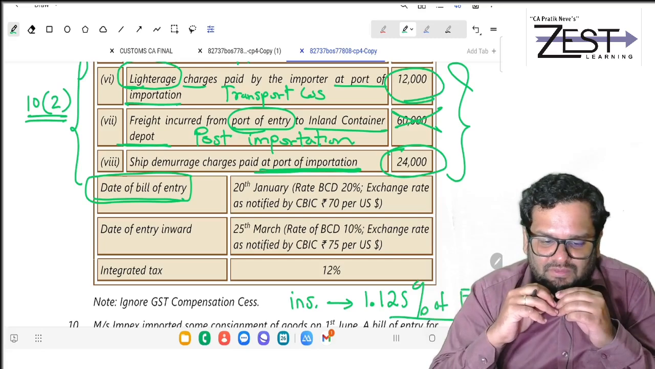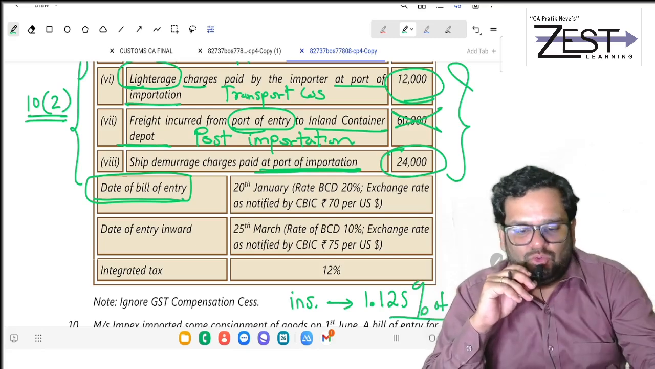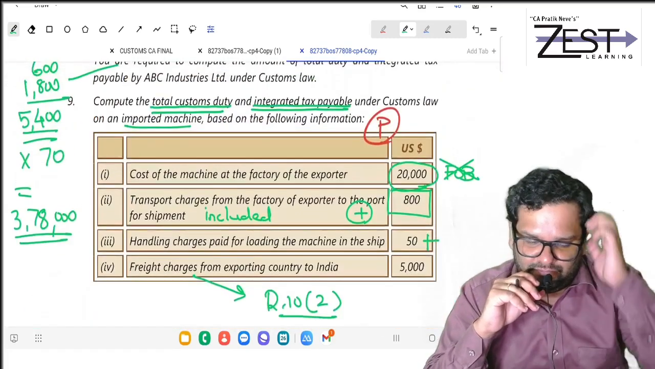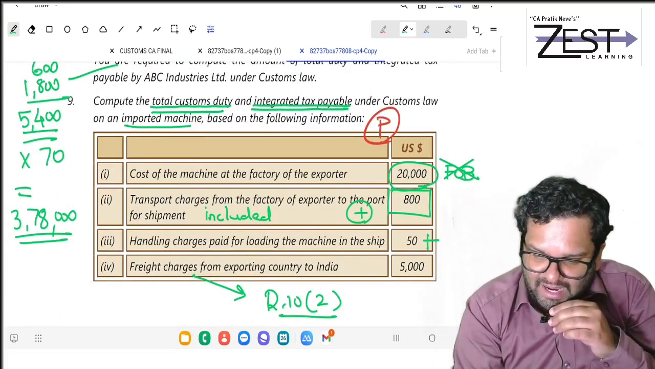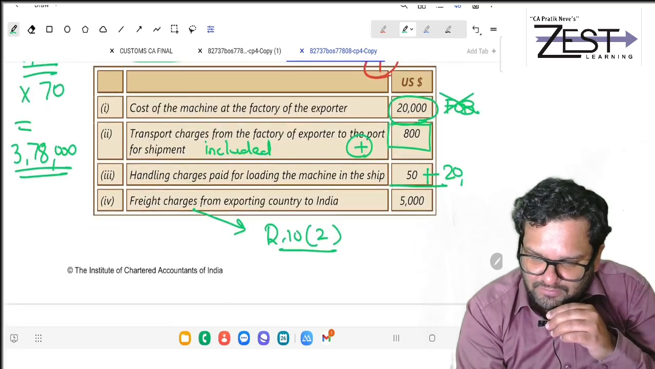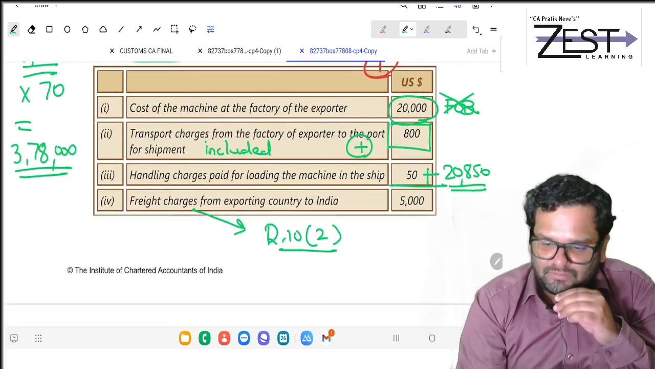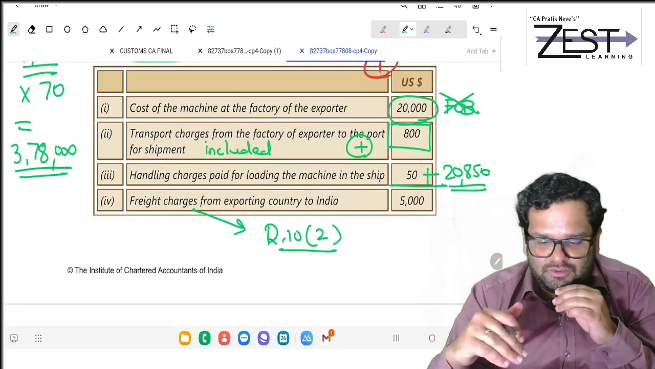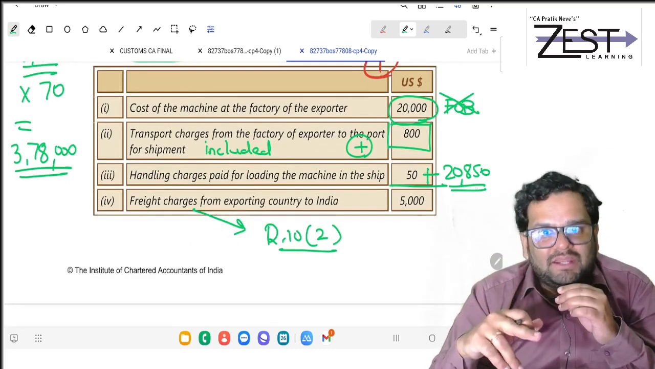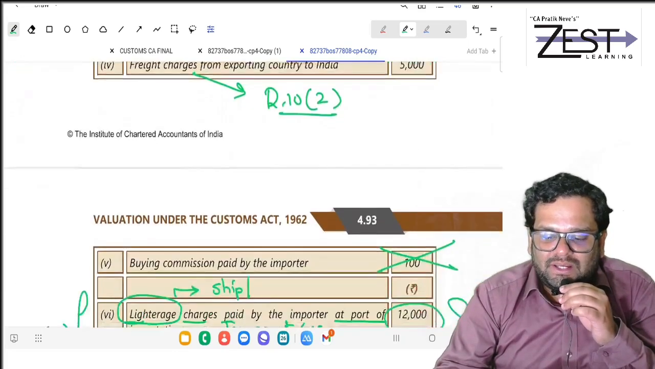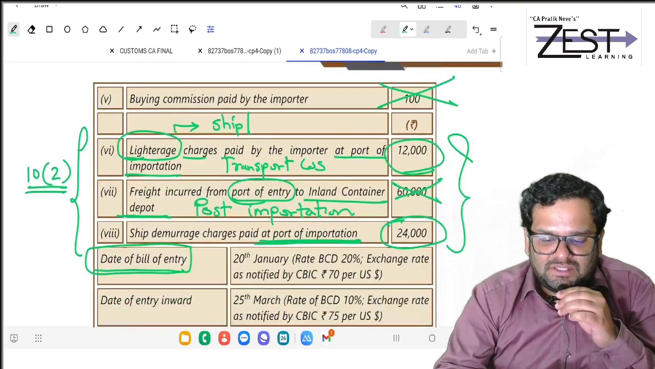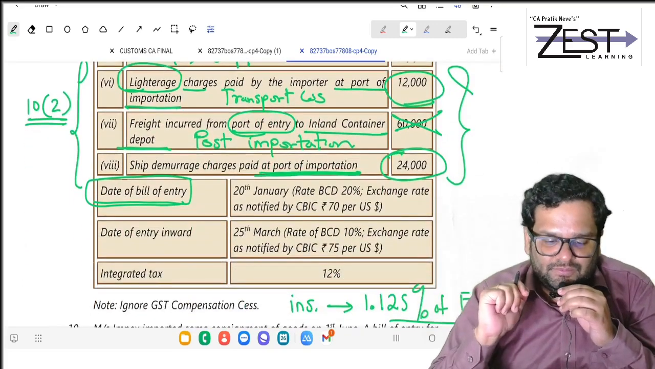So now what will happen? You will get FOB, by adding these two things, that is 20,850. Then you will add transport. Then you will add insurance, 1.125% of FOB. Then you will get CIF. CIF itself is the assessable value.